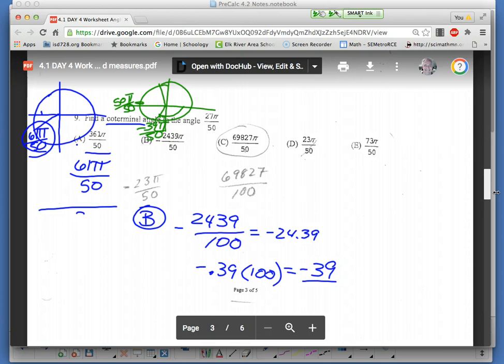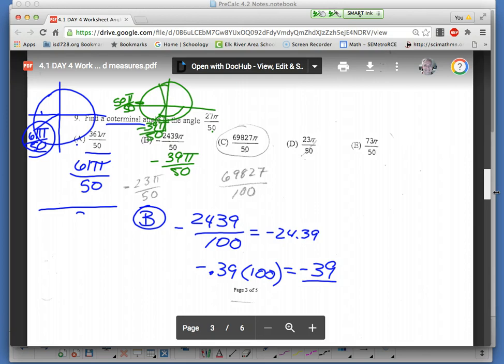Well, the negative 39 pi over 50 is a coterminal to negative 2439 pi over 50. They're coterminal angles. I'm just trying to bring it back to less than a revolution, and if it's negative 39, I know it's not going to be 27 that's up here in quadrant 1. 27 pi over 50 is in quad 1, so I know that negative 39 isn't coterminal with it. And they're asking me to find the one that is.